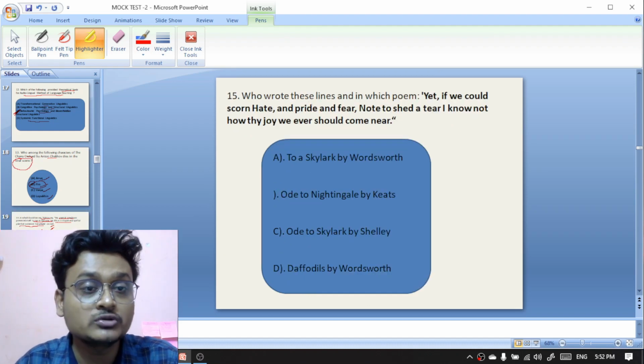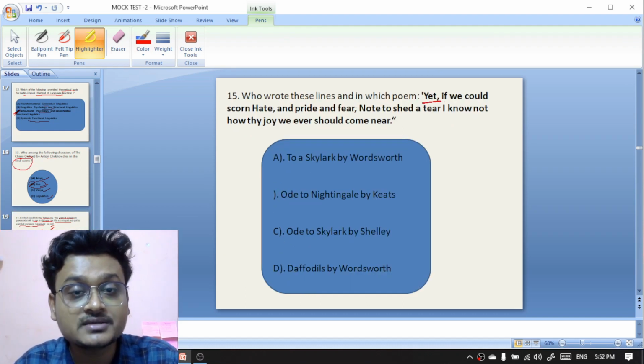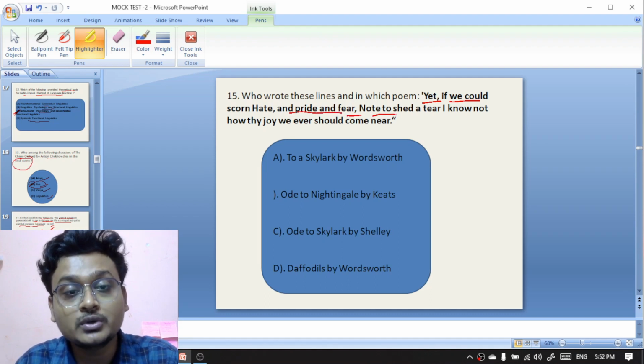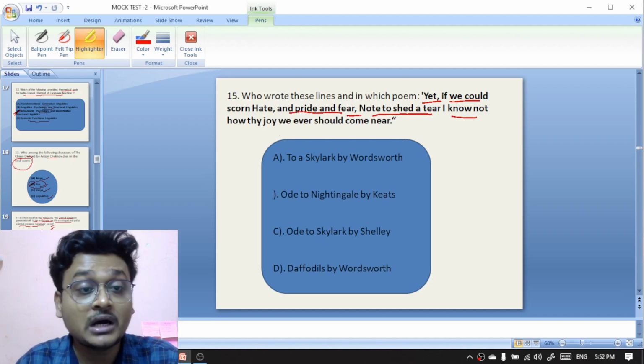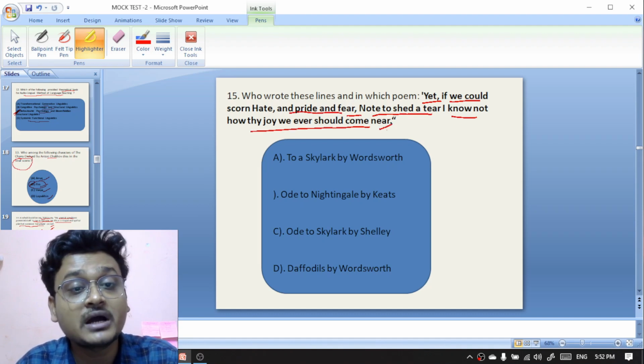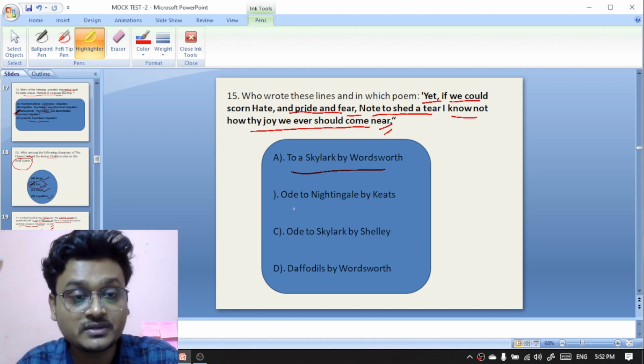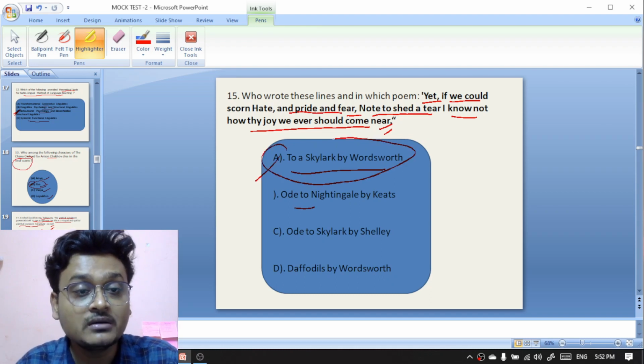Next question: who wrote these lines, and in which poem? Yet if we could scorn hate and pride and fear, if we were things born not to shed a tear, I know not how thy joy we ever should come near. To a Skylark by Shelley. So it is from To a Skylark.